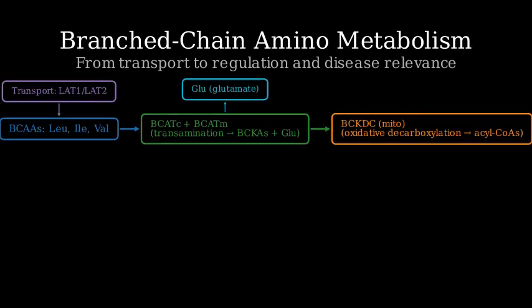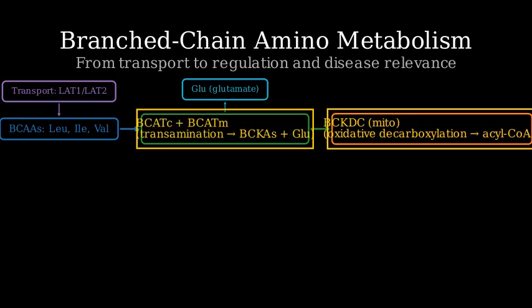First, branched-chain amino acids enter cells via L-type transporters. Next, cytosolic and mitochondrial branched-chain aminotransferases convert them to keto acids and make glutamate. Then, in mitochondria, the branched-chain keto acid dehydrogenase complex performs oxidative decarboxylation to acyl-CoA products. We will highlight the two enzymatic steps that we will focus on.